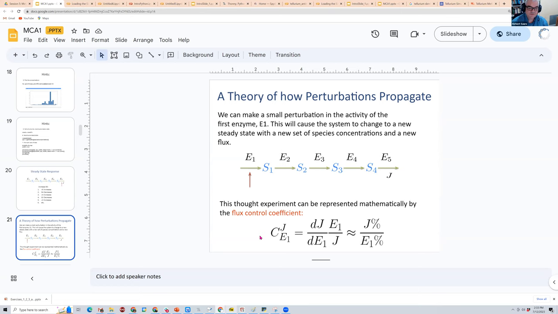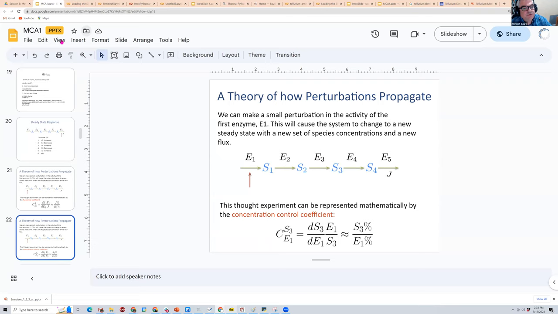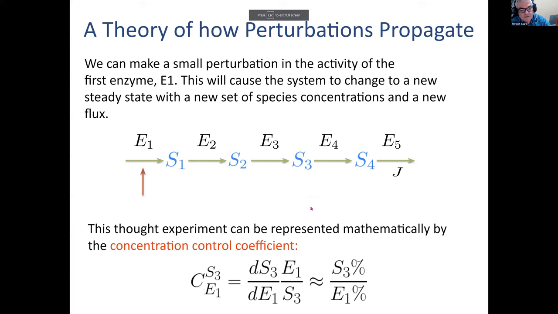Now, you're not just confined to fluxes, but I can also do concentrations. I can ask, well, if I make a change in E1, how does it affect S3? Or how does it affect S2? How does it affect S4? And I can do the same kind of ratio. If I made a certain percentage change in E1, what's the percentage change in S3?